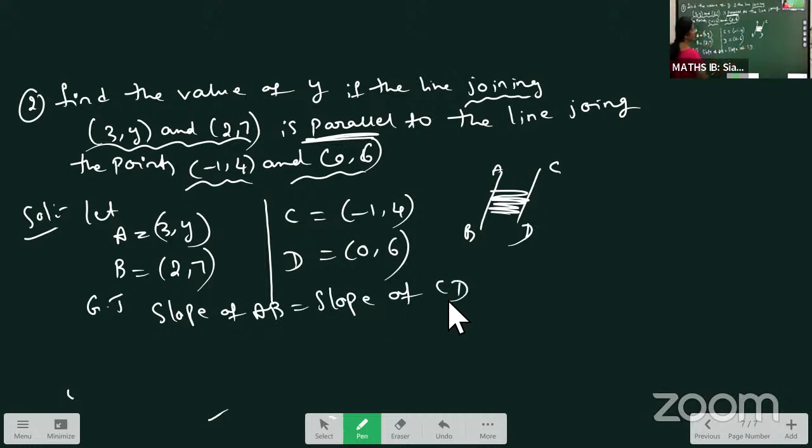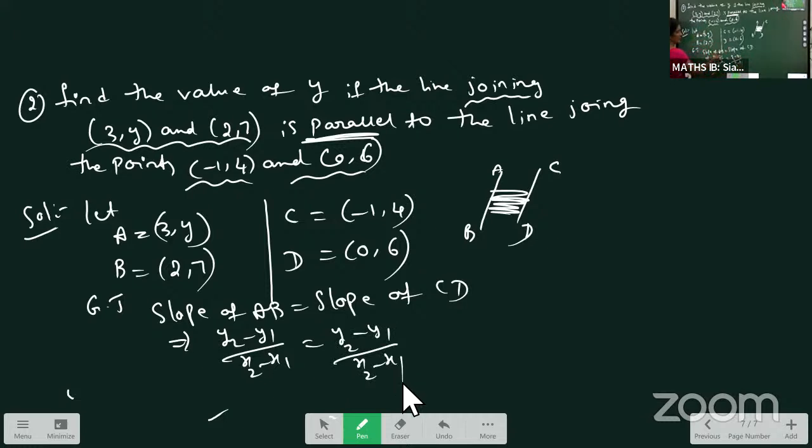Slope of AB is equal to slope of CD. Slope of AB formula is y2 minus y1 by x2 minus x1, and here also the same, y2 minus y1 by x2 minus x1. But in AB, A point is x1 y1 and B point is x2 y2. Substitute.